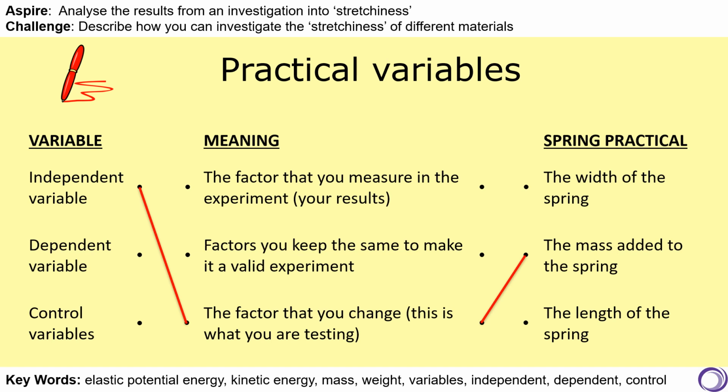The dependent variable then is the factor that you measure in the experiment. These are your results. And in today's practical, the dependent variable was the length of the spring. So that's what we measured every time we added more mass. And then finally, the control variables are the factors that you keep the same to make it a valid experiment. And today, one of the control variables was the width of the spring. Remember, there are other possible control variables as well, such as the type of metal the spring's made of, the starting length of the spring, or the thickness of the spring itself.